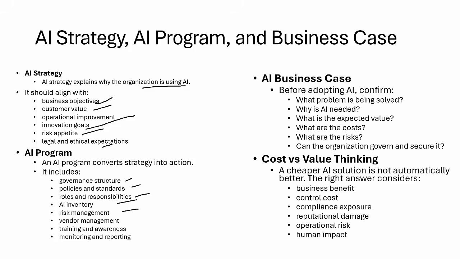If you want to convince management on AI, start with the business case. You should address what problem it is going to solve, why AI is needed, and what the costs and risks are. Whenever we go for AI, look for cost versus value thinking. Cheaper AI solutions are not automatically better. The right considerations will be business benefit, control cost, compliance exposure, reputational damage, operational risk, and human impact. That's something we have to look for.